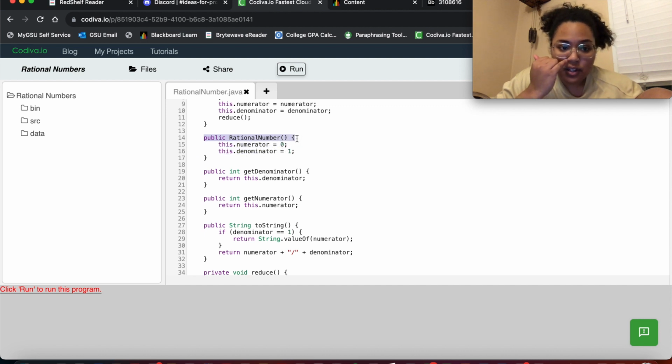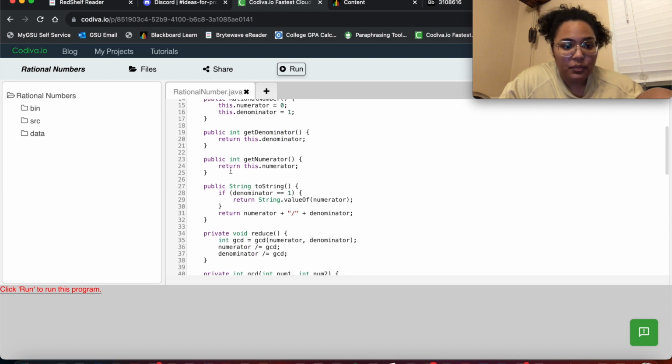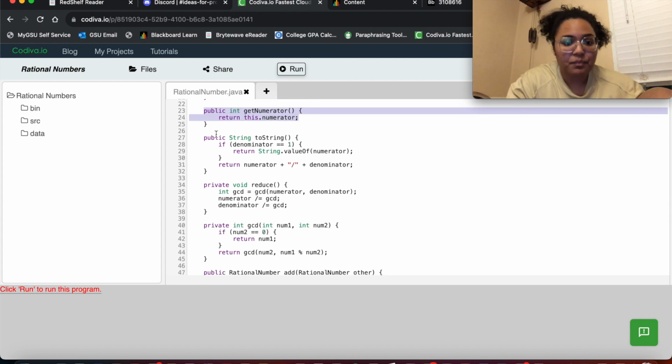Next, I create this constructor here, and this creates a rational number representing 0, which is expressed as 0 over 1. This is the getter for the denominator, and it returns the denominator part of the rational number. This is the getter for the numerator, and it returns the numerator part of the rational number.